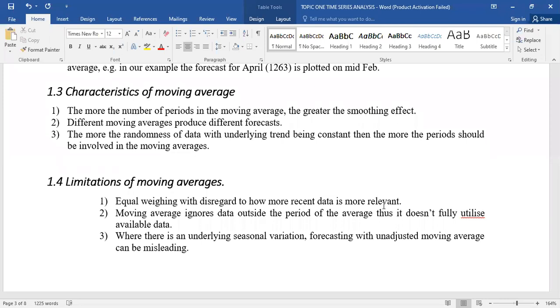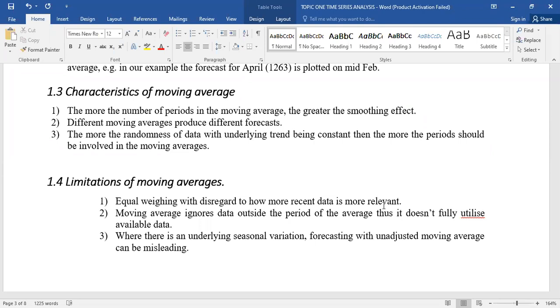And then moving average ignores data outside the period of the average, so it does not fully utilize the available data. Again, another deficit. Right now, sales could be affected or on a nosedive because of Corona 19. If all factors were to be restored to normal, our sales would be better. But we can see what is happening.